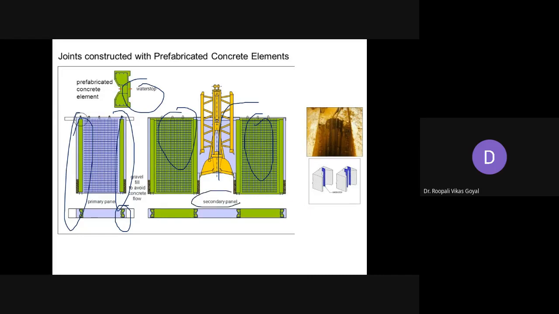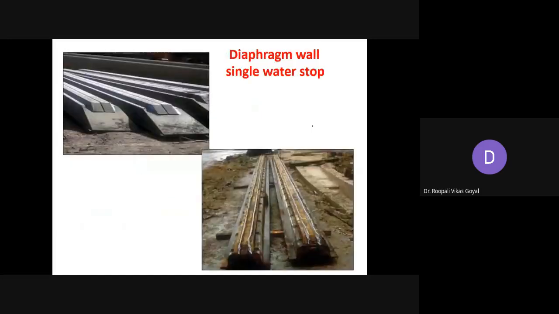So this is the secondary panel, and whenever you are doing concreting, you have to remove this water stop. So these are some different pictures of this water stop. Okay, so these are also some actual pictures of this water stop, so that you can insert it at the end of the first excavated part.